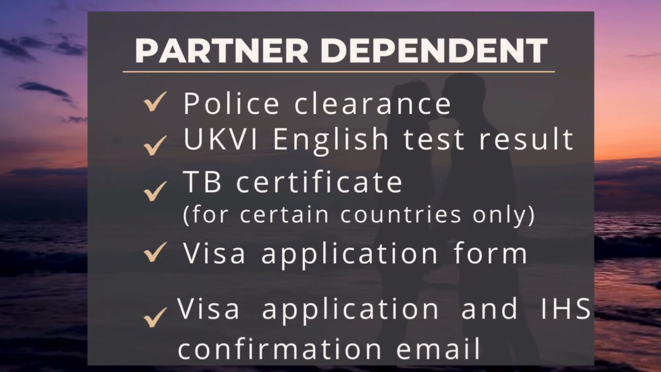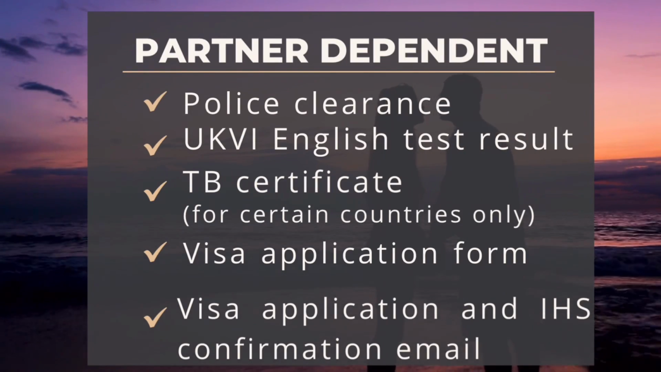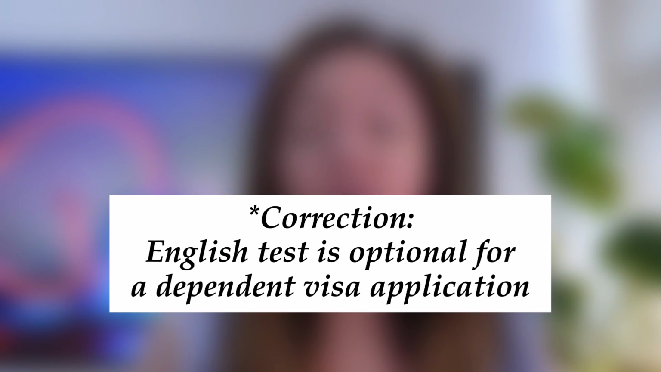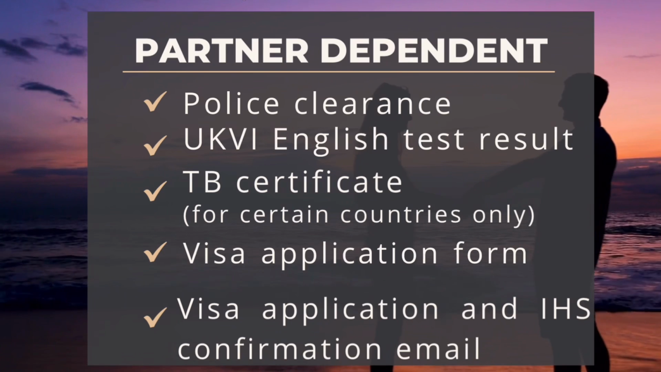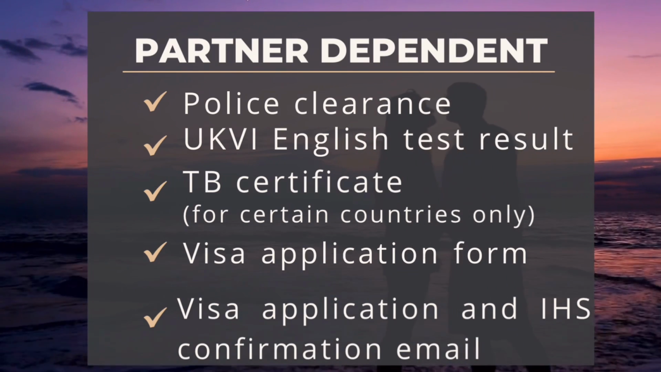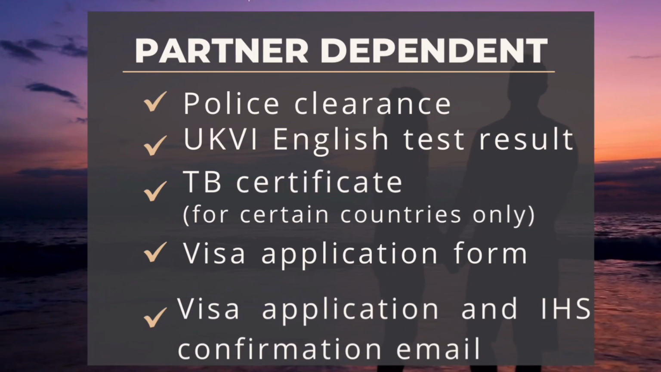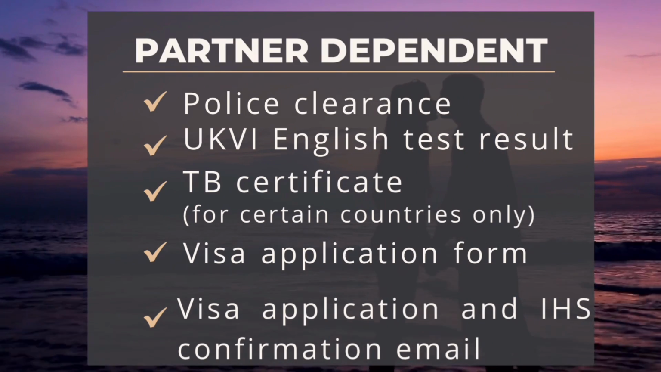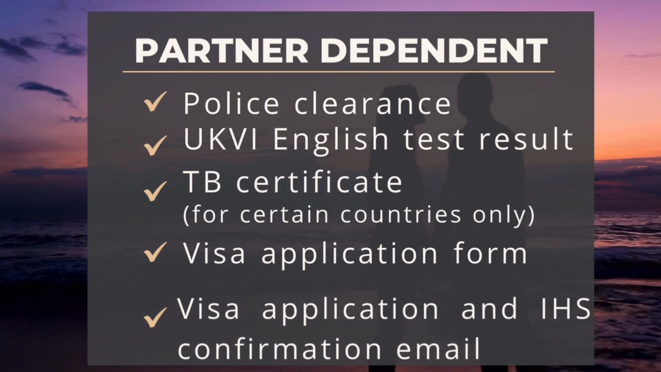As I mentioned earlier, if a skilled worker employer has an A rating, this can certify these funds. So the applicant may not need to provide proof of funds availability. Apart from those documents, you need to provide your police clearance and your UKVI English test result. Remember, you need to sit for an English proficiency test, and that must be a UKVI test because that is the one recognized by the Home Office for visa application. You also need to provide your TB certificate depending on which country you are coming from, your visa application form, your visa application, and IHS confirmation email.